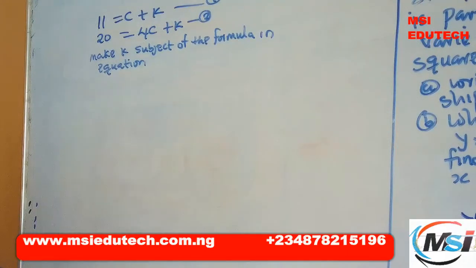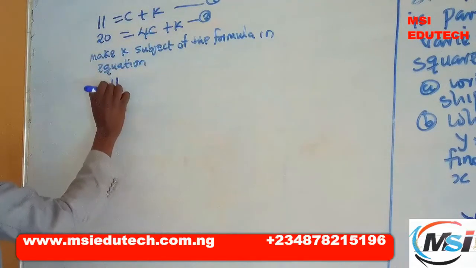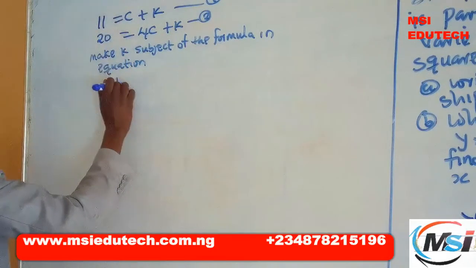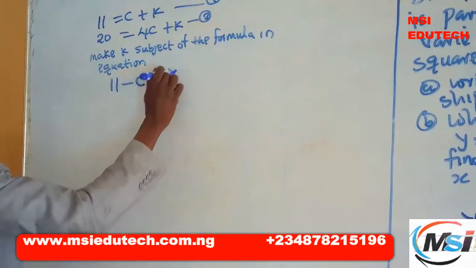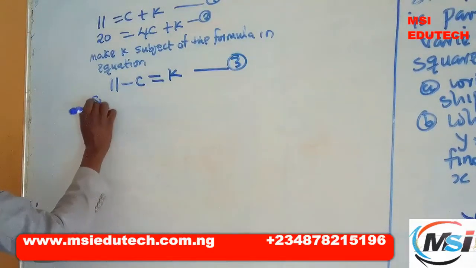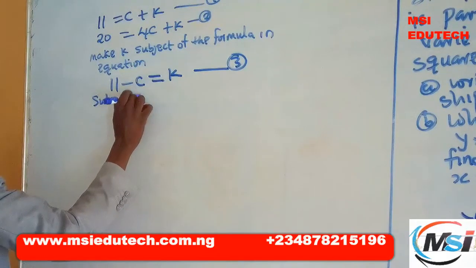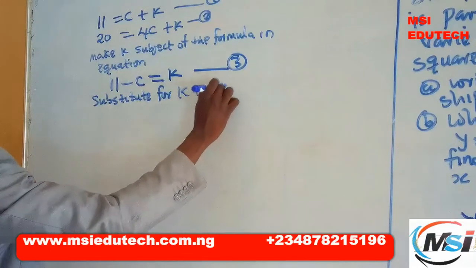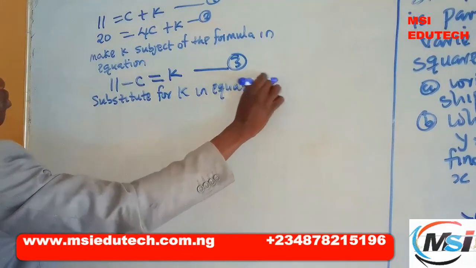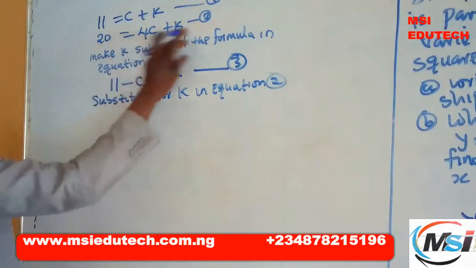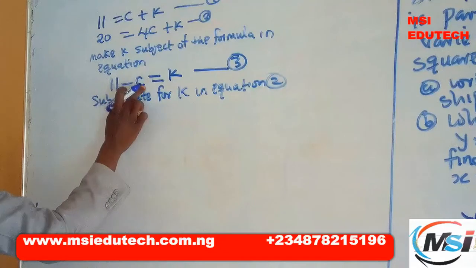So let's solve this. How can we make k the subject of the formula? 11, this is plus c. When you cross to this side, it turns to minus c equals k. You call this equation 3. Now I want to substitute for k in equation 2. Anywhere you see k, replace it with 11 minus c.